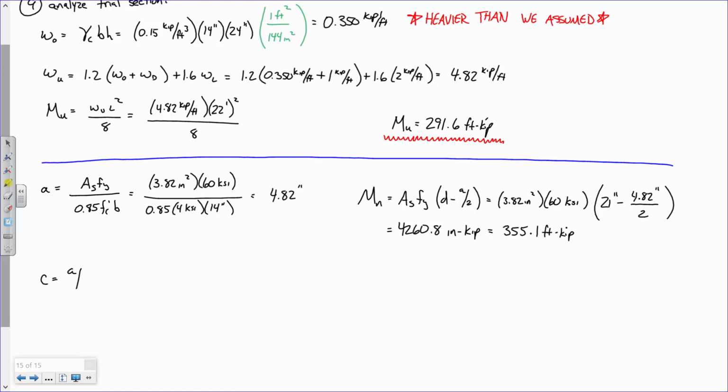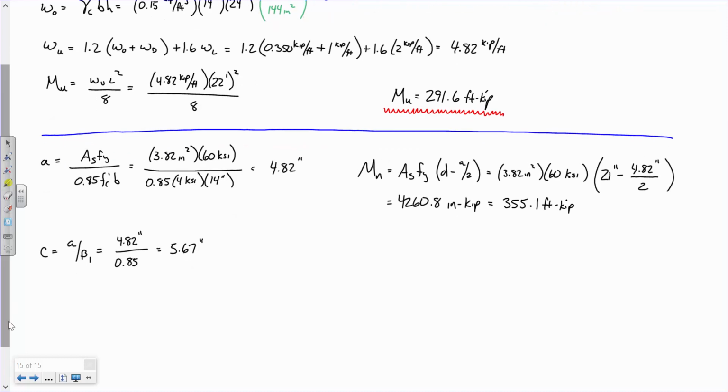So C is A over beta 1, which is 4.82 inches divided by what's beta 1? No. Beta 1 changes dependent upon your FC prime. So it's in the last lecture. Yep. What do you got? What do we got here? Say it again. Do I have a second on that?